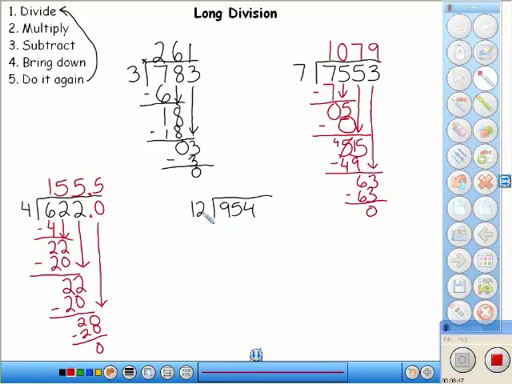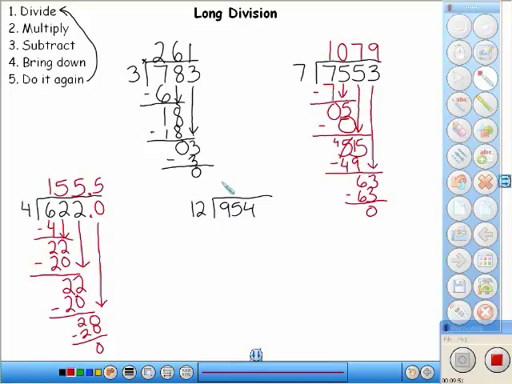All right, this last example here. 954 divided by 12. Now, this is a different one because the divisor, which is this outside number, is 2 digits. Now, here's what we do here. Steps stay the same. So we're going to say, okay, how many times does 12 go into 9? It doesn't, does it? 12 is too big to fit into 9.